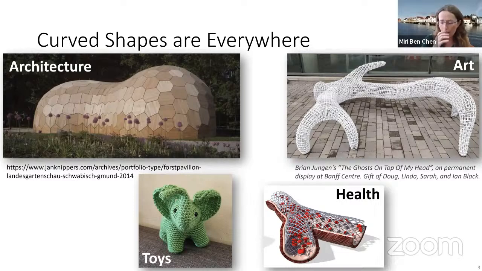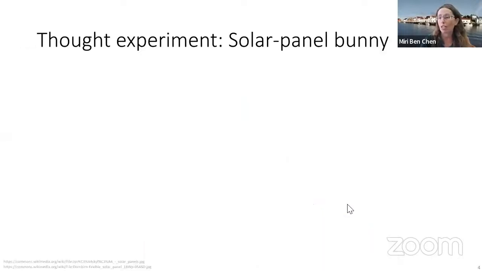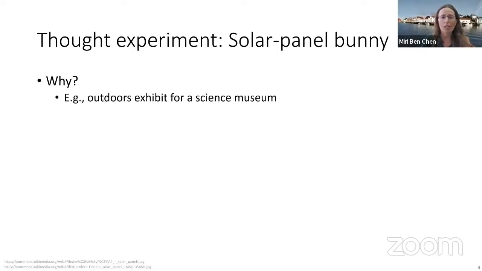And to drive the discussion, I'm going to give you a thought experiment. So let's say that I want to do a bunny made of solar panels. Okay, why would I want to do that? So for example, for an outdoors exhibit for a science museum. Okay, and this is just a thought experiment. None of my papers talks about solar panel bunnies, but this is an interesting way to think about things.